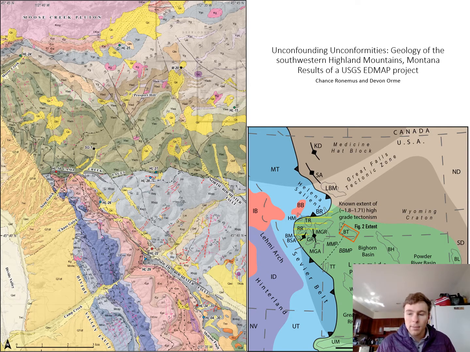I'll briefly describe the regional setting of the Highland Mountains, which are located here. They're located in a zone of tectonic overlap between several regionally significant provinces, including this province of basement uplift in southwest Montana, the Sevier fold-thrust belt shown in light blue here, and the batholithic province, locally including the Boulder batholith, with one of its satellite lobes present in the northern map area, the Moose Creek Pluton shown here.